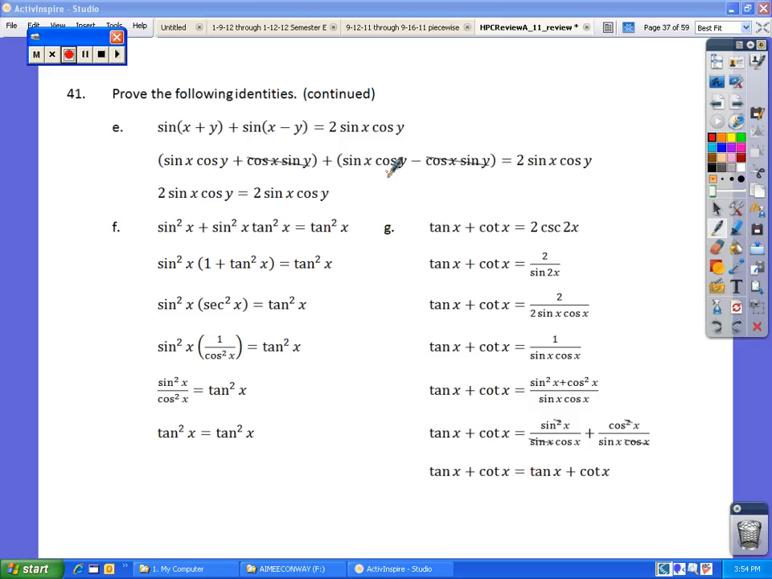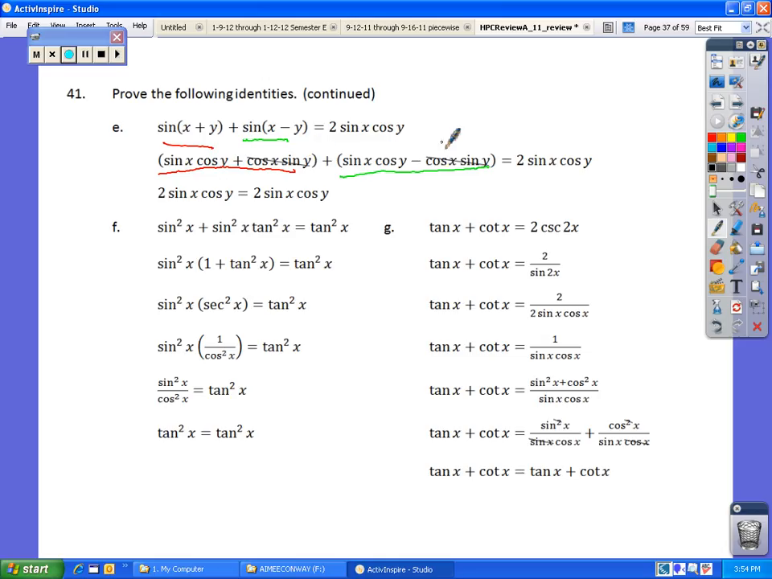Alright, so for e through g, sine x plus y and then plus sine x minus y, you should recognize that, first off, as your sum of sines here and difference of sines here. So this all turns to this, and then this whole thing turns to this. Okay? Now if you notice, I have now cosine of x sine y minus cosine of x sine y.